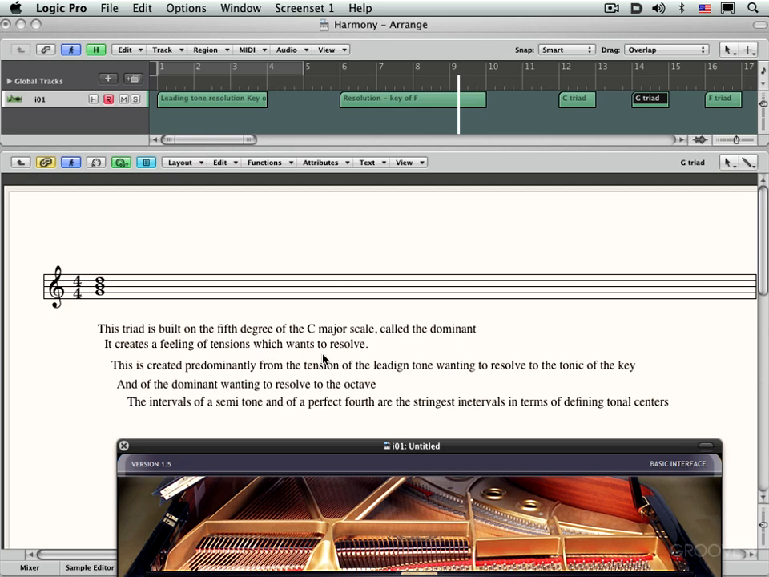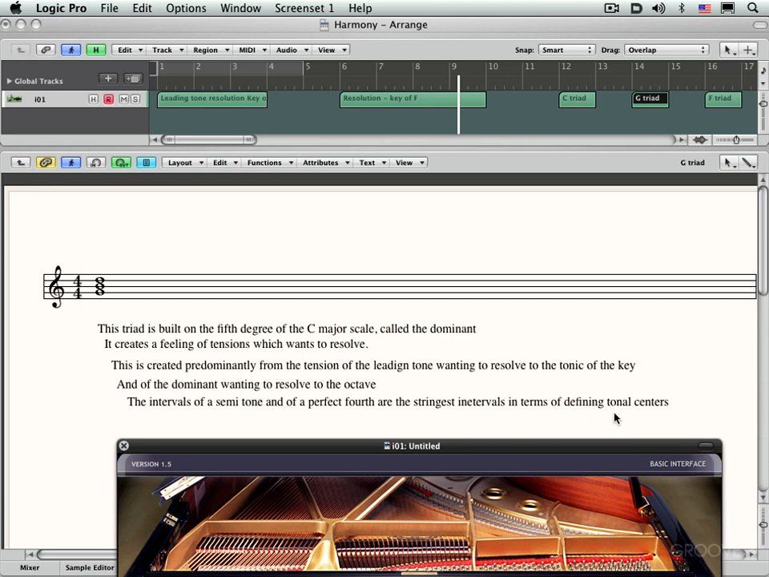So this kind of tension that it creates is predominantly from the tension of the leading tone wanting to resolve to the tonic of the key, this B natural. Remember we talked about the leading tone wanting to resolve to the octave. Well, this B draws us to want to move up to the C. And of the dominant wanting to resolve to the octave, that G wants to move up to the C. So the intervals of a semitone and of a perfect fourth are the strongest, little spelling mistake here, strongest intervals in terms of defining the tonal centers.